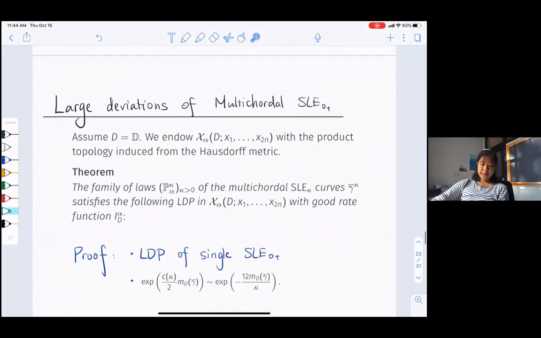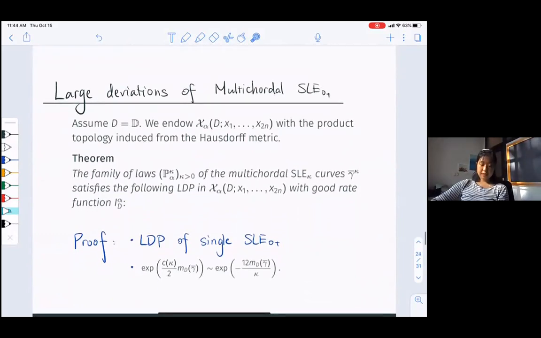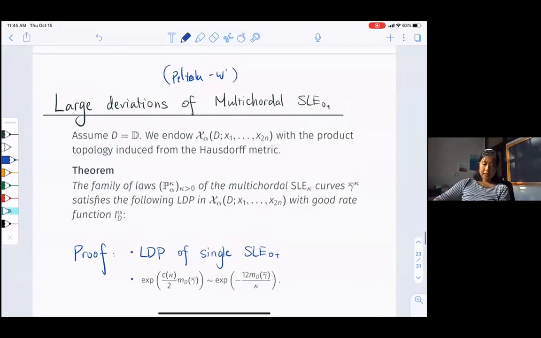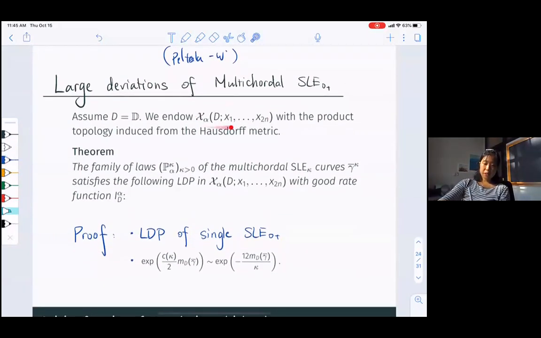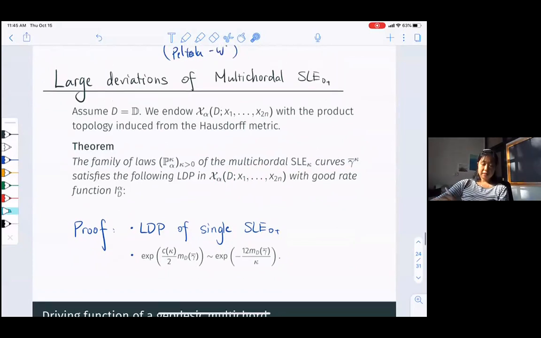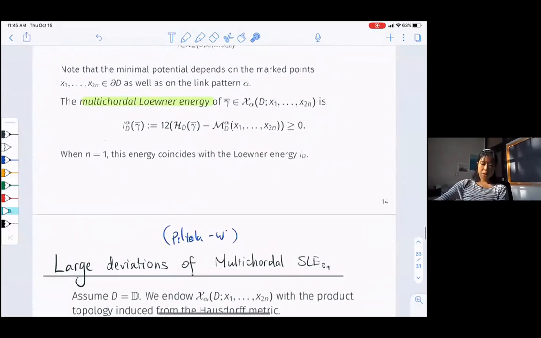And the large deviation also holds the same. This is also done with Peltola, Evelina. If we endow the space of multi-chords with the product topology induced by a Hausdorff metric, then the law of the multichordal SLE curve with this connection pattern and the boundary data satisfies the large deviation principle with good rate function, this multichordal Loewner energy.